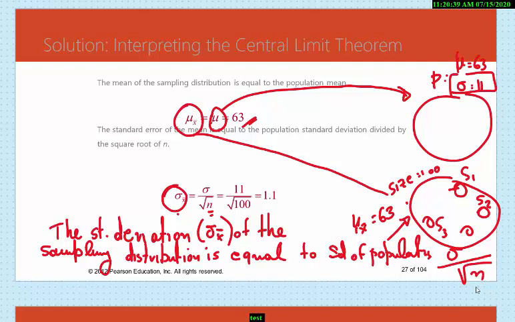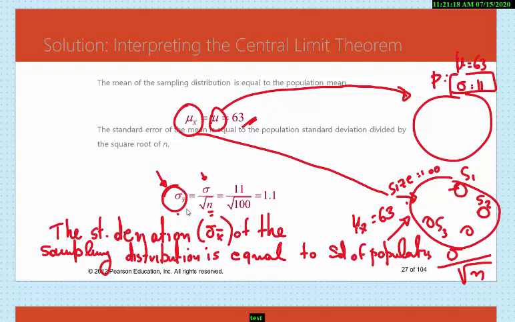So you can see right here that if you take a very, very small sample, then the standard deviation of the sampling distribution is going to be equal to the standard deviation of the population. If the sample becomes bigger and bigger, the number in the denominator becomes bigger and bigger, so the standard deviation of the sampling distribution becomes smaller and smaller. This is what happens right here.